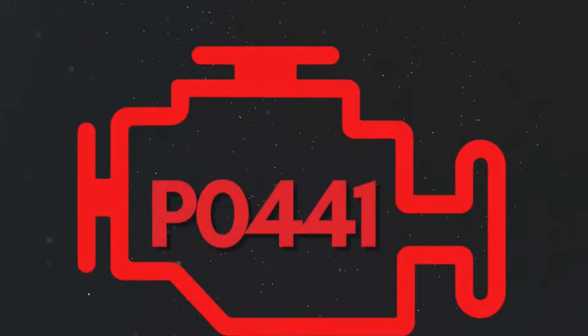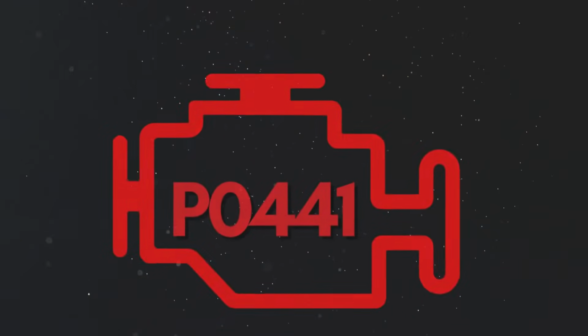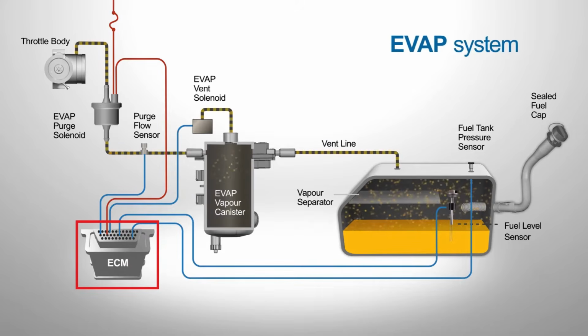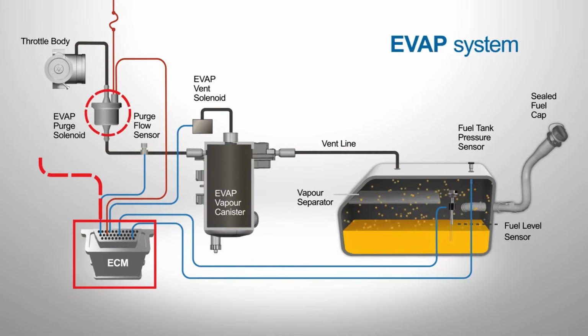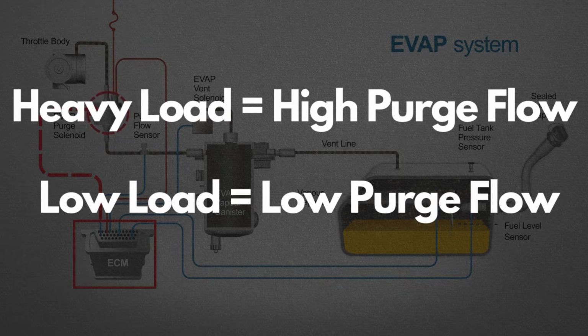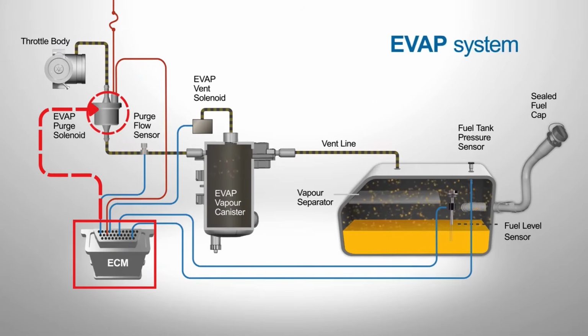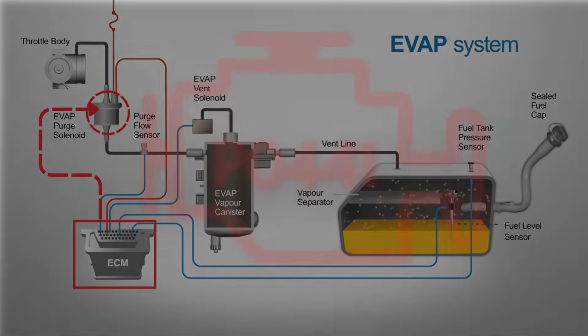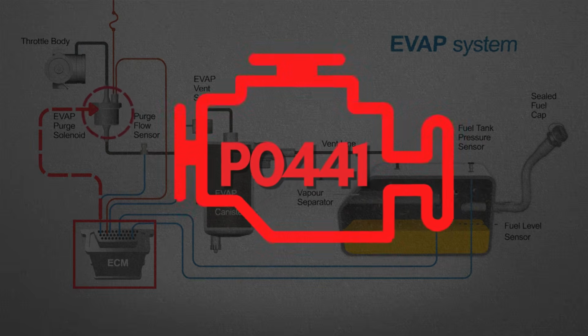Now let's learn why P0441 gets triggered. The PCM monitors the purge flow rate in the EVAP system. Under heavy load, when the engine needs more fuel, the PCM commands the EVAP system to release more vapors into the engine. Under steady load, it releases vapors gradually and in smaller amounts. If the actual purge flow doesn't match the PCM's expected command, code P0441 is set.